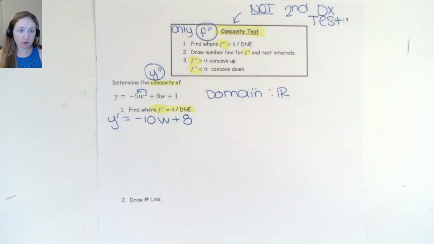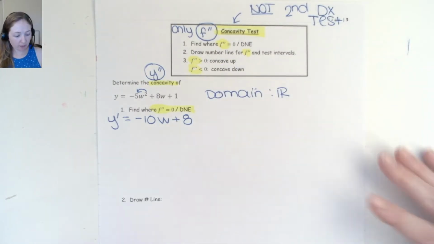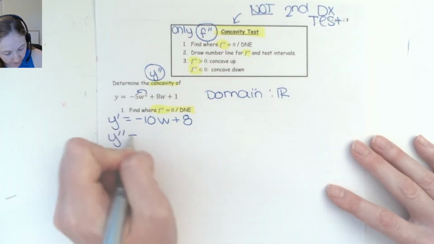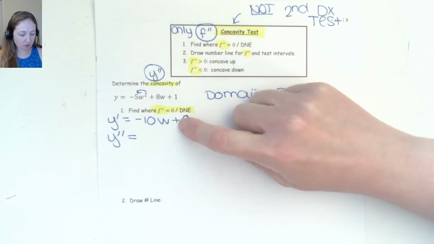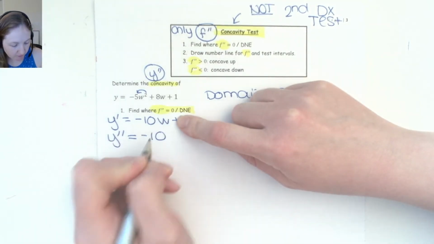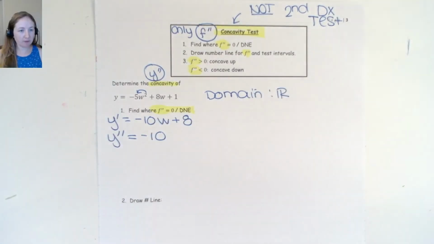Now, the first derivative does not matter with concavity, right? What do we care about with concavity? We care about the second derivative. So we keep going and we say, okay, my second derivative is negative 10. And then the plus 8, of course, is going to go to 0.